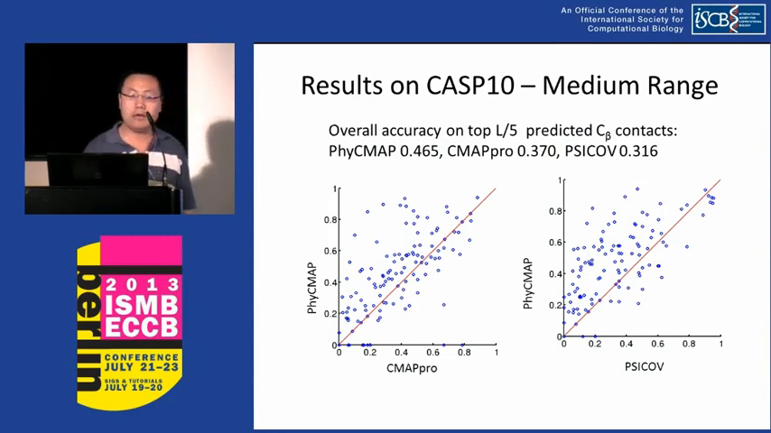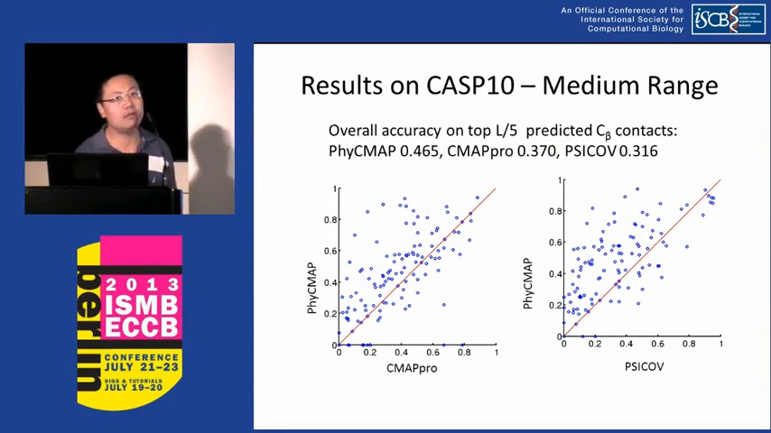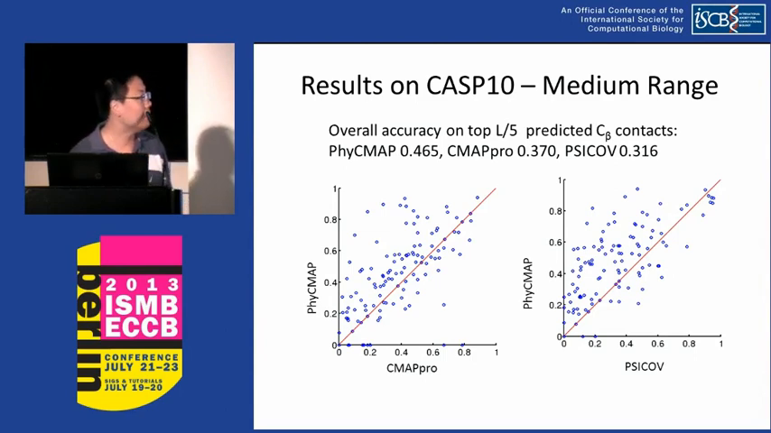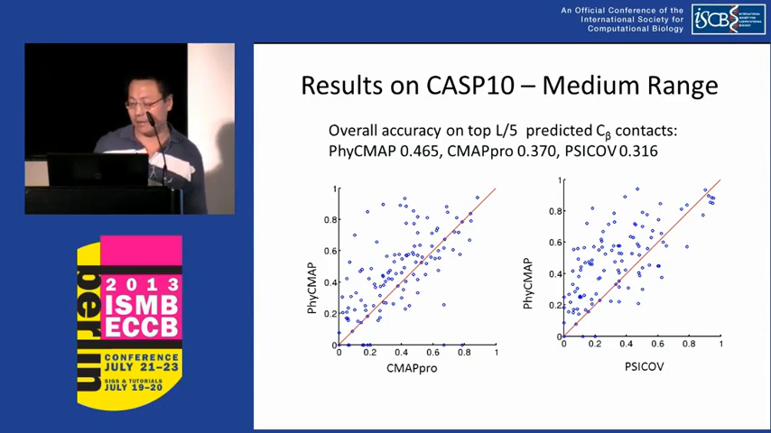And so in the following slides, I'm going to show you some more detailed comparison. Here I show you the results on Cas10 for medium range contacts. We can compare our method with CMAP, a machine learning method, and the CyCoV, which is a residue co-evolution-based method. From here, you can see our method performs much better than the CMAP and the CyCoV on the Cas10 targets. So this is the result on all the Cas10 targets for medium range.